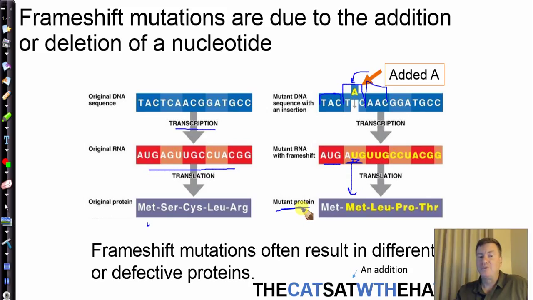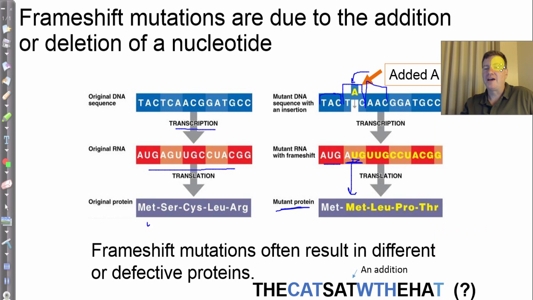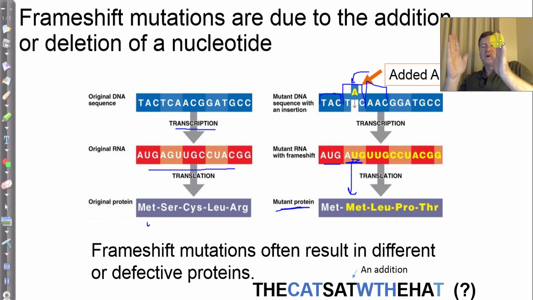That's a big issue because we've really changed that. If you get a mutation like that, a frameshift, it's going to throw you off one slot or even two slots, and you're going to end up with a really different kind of protein. So frameshift mutations often result in defective proteins. Using the same sentence as before, the cat sat, now this loses all meaning and all understanding.